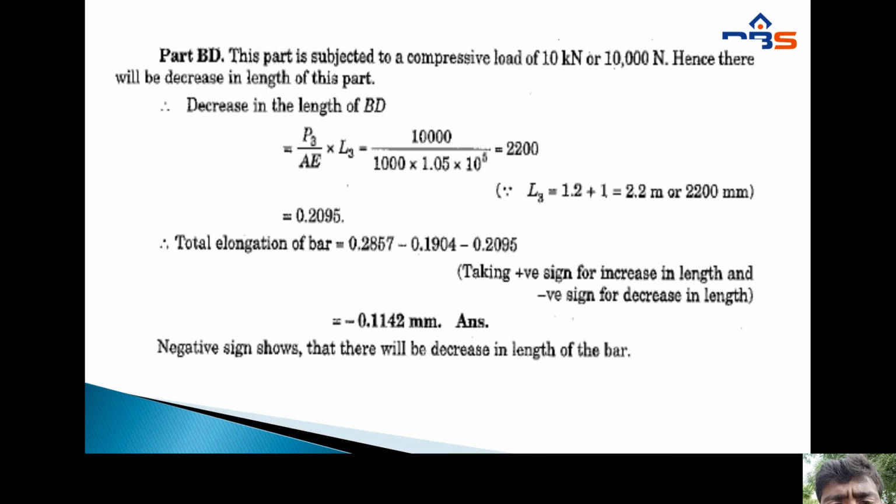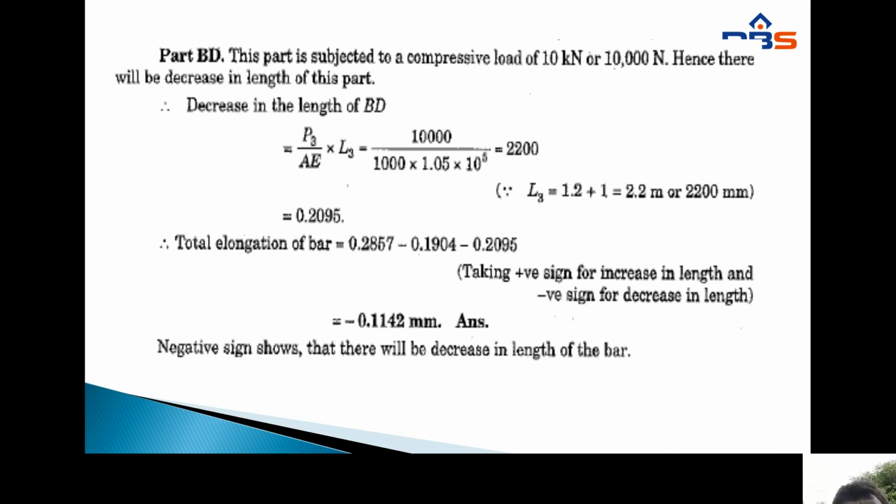The total elongation of the bar is 0.2857 minus 0.1904 minus 0.2095. In this, the positive sign is for an increase in length and the negative sign is for a decrease in length. 0.2857 is the tensile load, and 0.1904 and 0.2095 are the compressive loads.